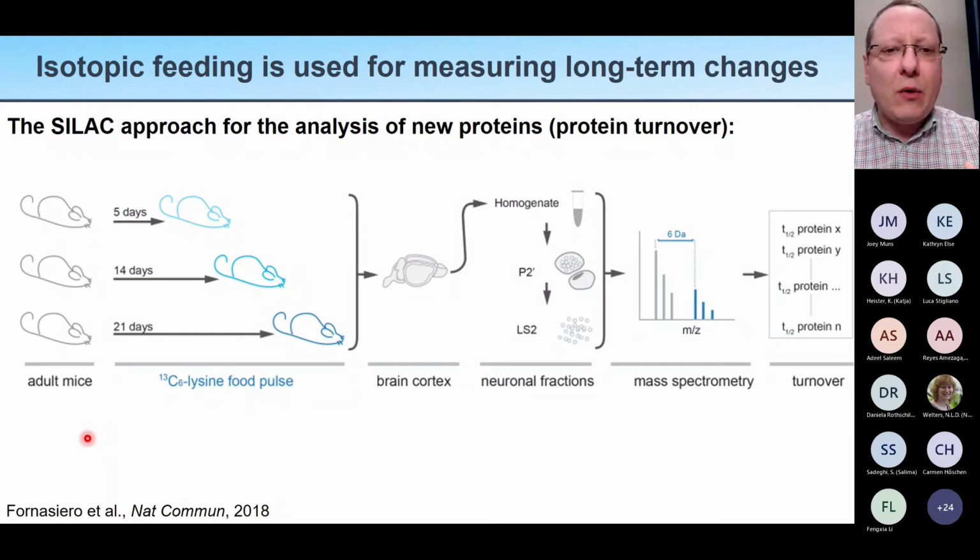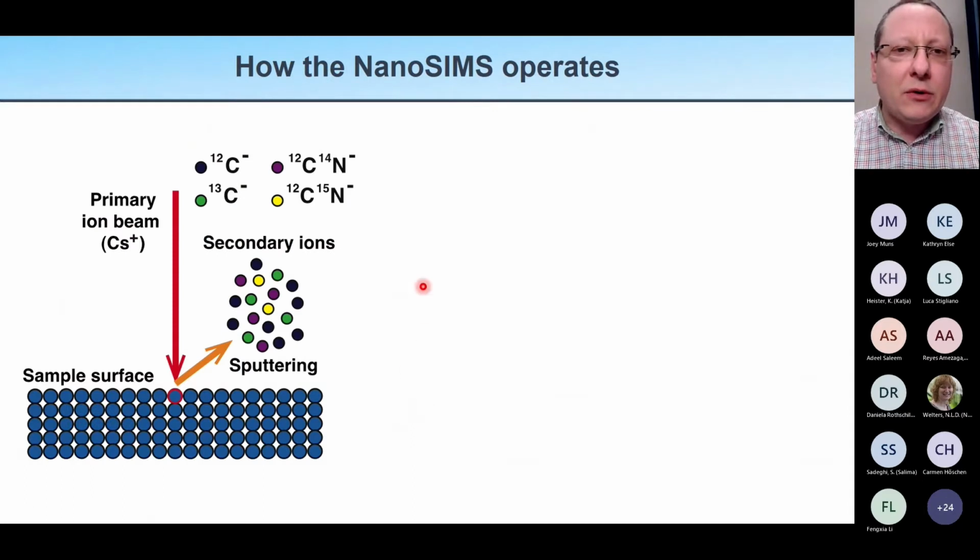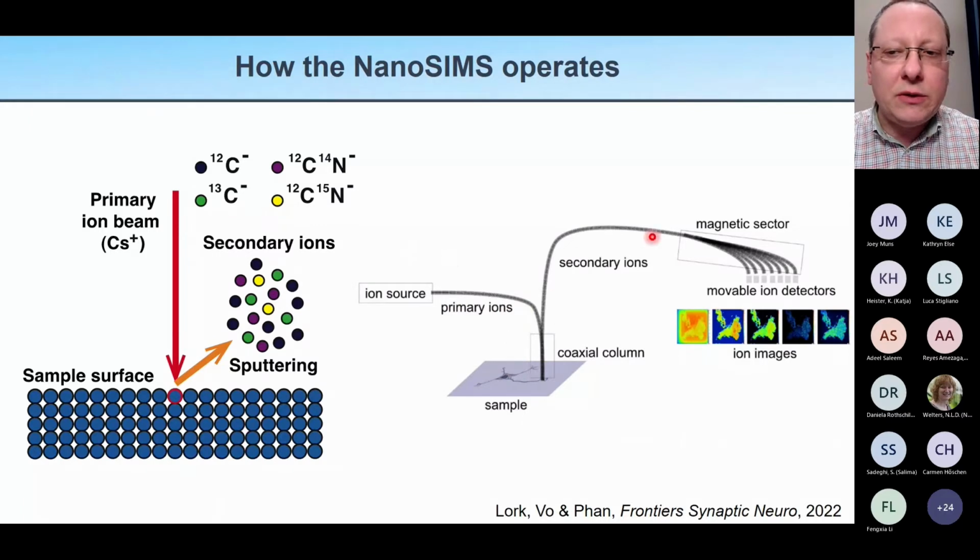We can tell you how old all sorts of proteins are in the mouse brain, but you want to see it. So then you need a machine to image the isotopes, and that's the theme of today's seminar, of course, the NanoSIMS. What you do is you take your beam, you scan the surface of the specimen, and you explode your secondary ions, and then you measure your secondary ions with a lot of detectors in this MEMS procedure, which was introduced in the first lecture already, and which is a stunningly nice procedure.